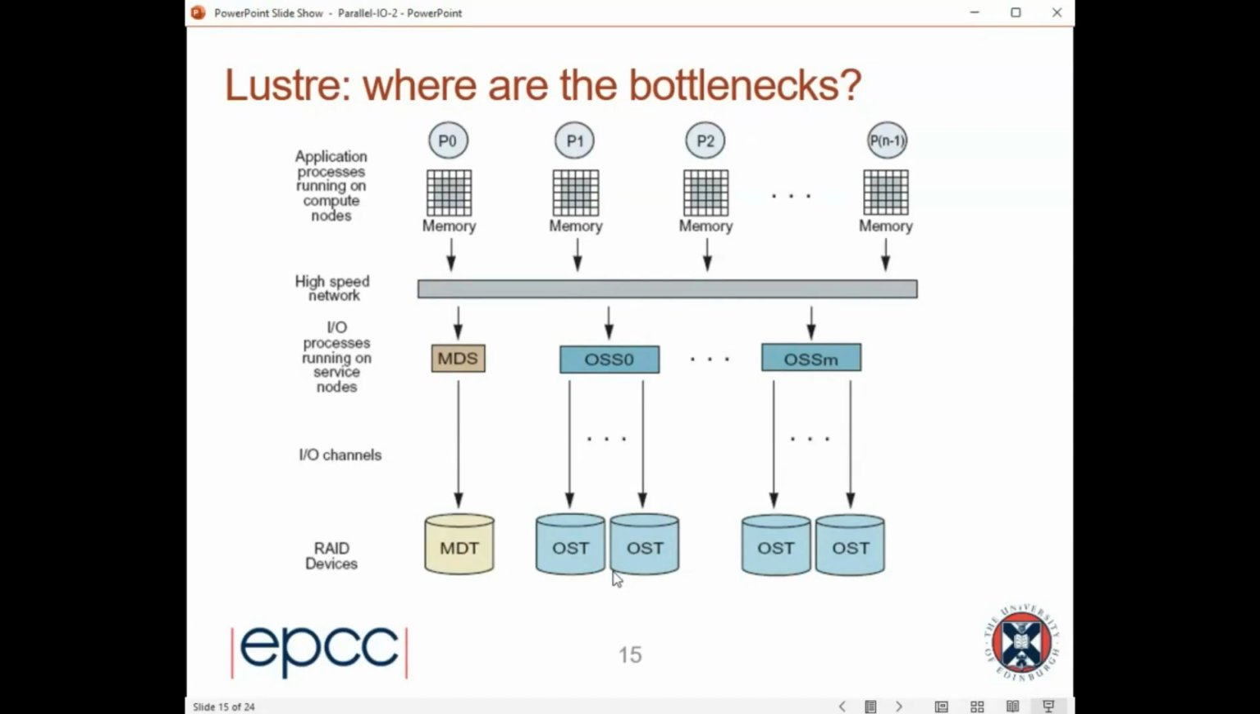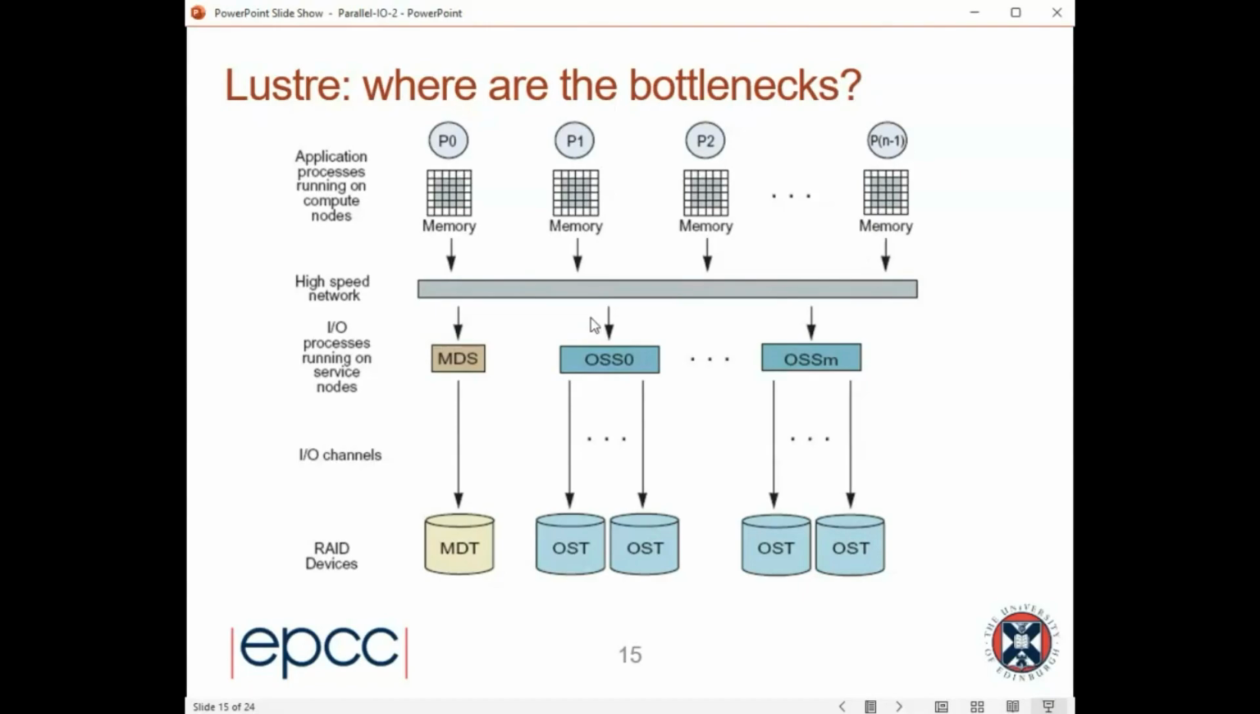We're going to talk about that later on. But what I want to do now, just conceptually, is think about where the bottlenecks are in this system. We have multiple processes potentially writing at the same time. There is a network to route all those I/O requests to these disks. We have multiple disks with a single metadata server. Where could the bottlenecks possibly be?